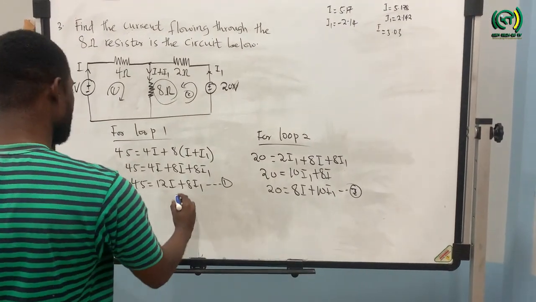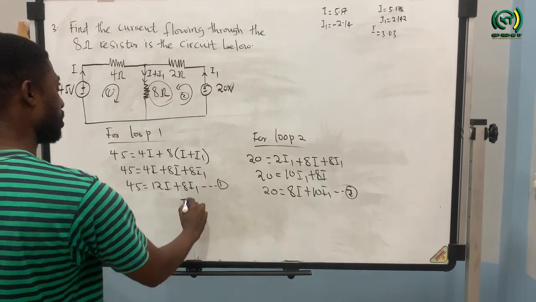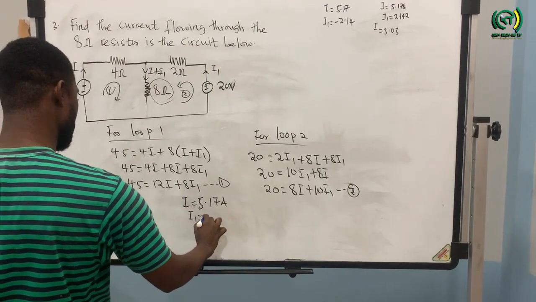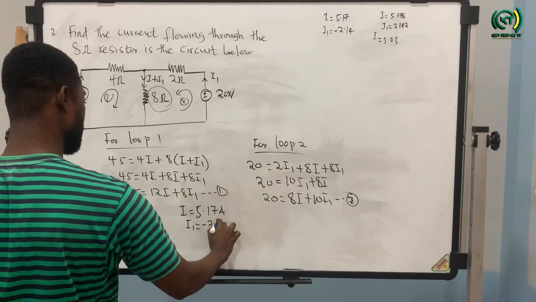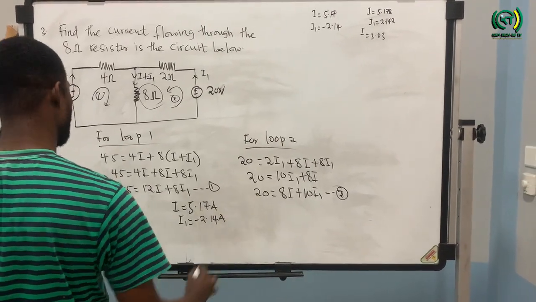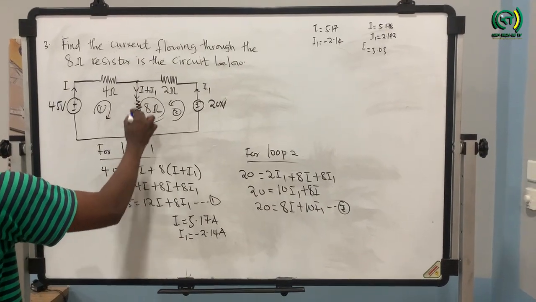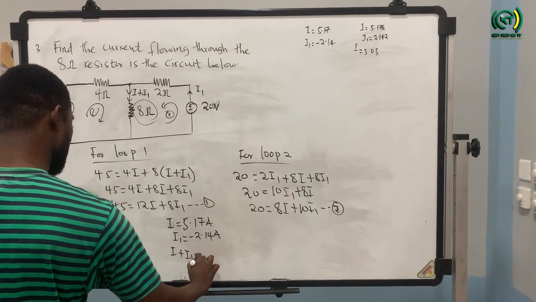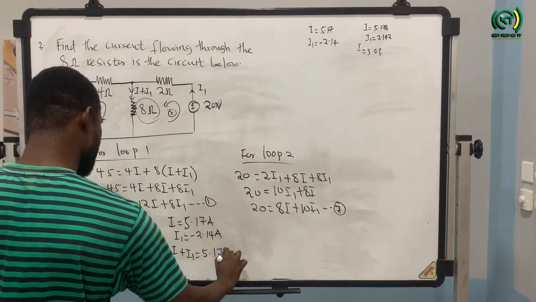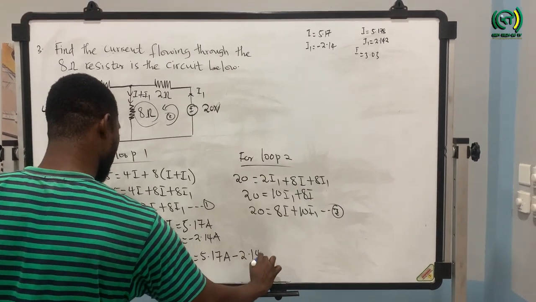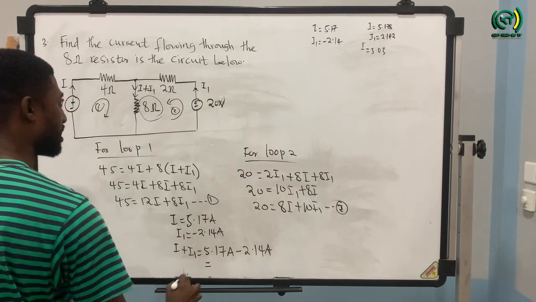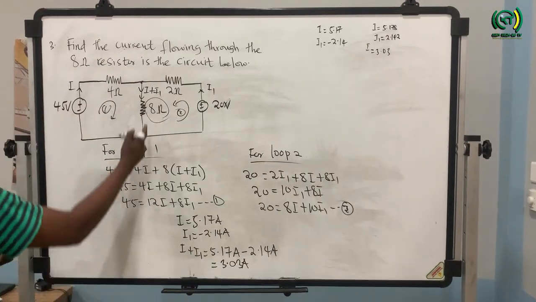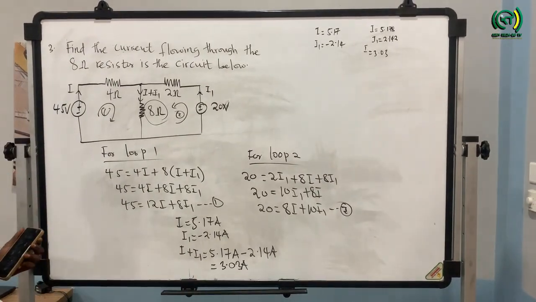And when you do that, you are going to have I equal to 5.17 amps. Then I1 will be equal to negative 2.14 amps. But remember, to calculate the current flowing through the 8 ohm resistor, we can have it as I plus I1. So here I'm going to have 5.17 amps minus 2.14 amps. And this is going to produce an answer of 3.03. So it means that the current which is flowing through the resistor 8 ohm is 3.03 amps.